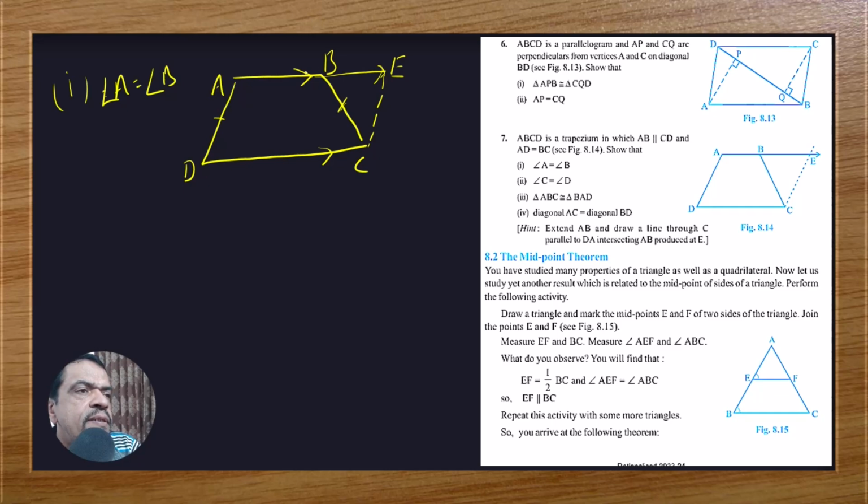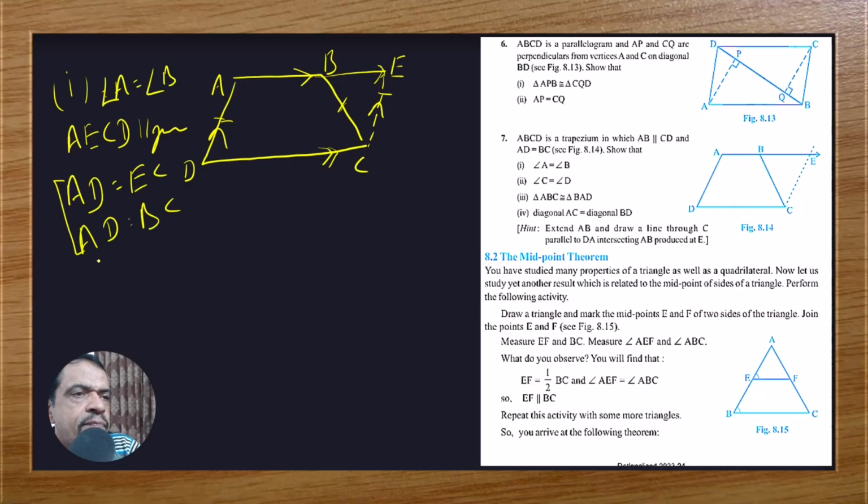Since this is a trapezium and it is given that AB is parallel to CD, and this construction we have done is parallel to this AD, these two sides are also parallel. So opposite sides of this quadrilateral AECD are parallel, so this is a parallelogram. AECD is a parallelogram and opposite sides are equal, AD equal to EC. But it is given that AD equal to BC. So these two give us the result EC equal to BC. So this is an isosceles triangle.